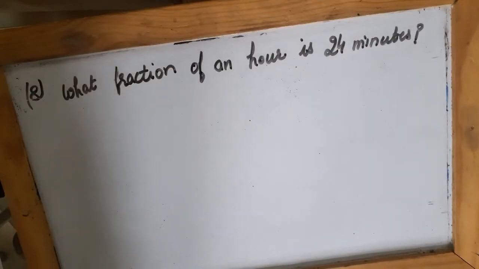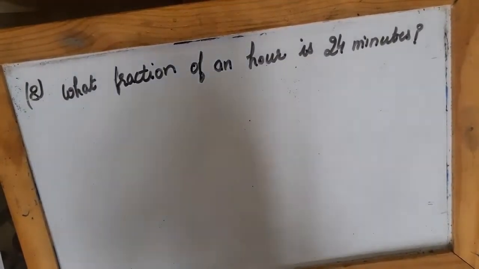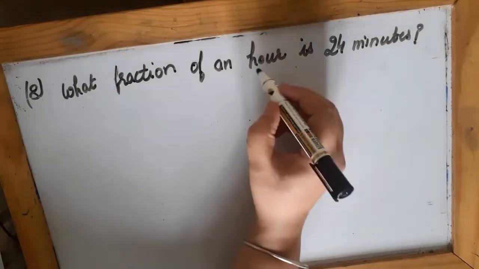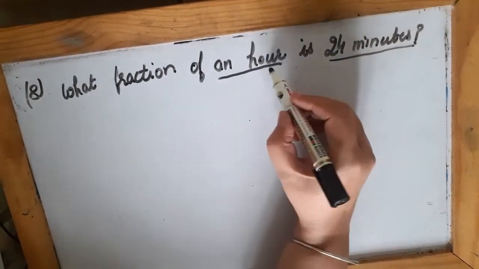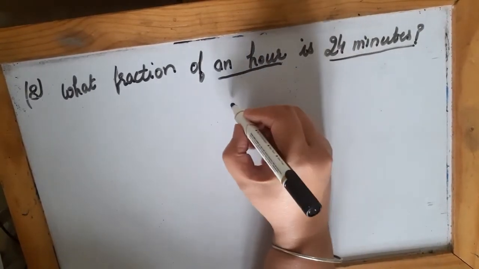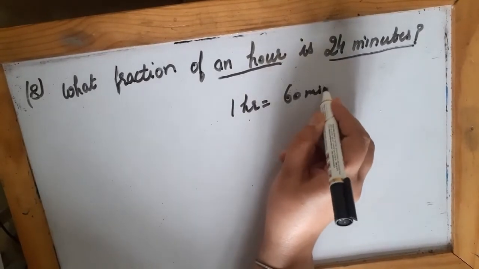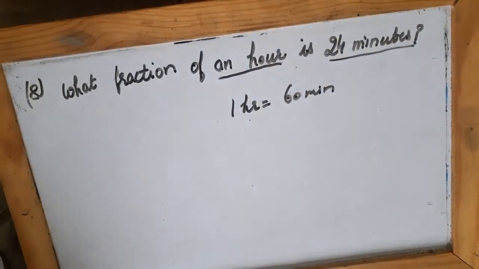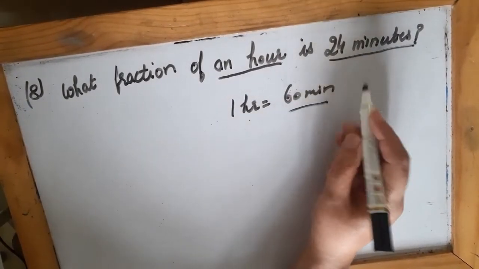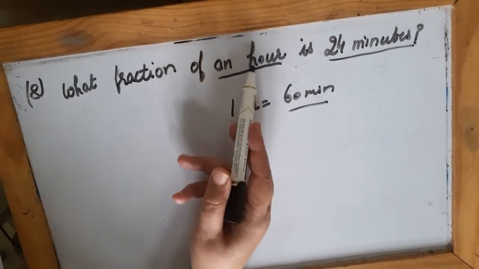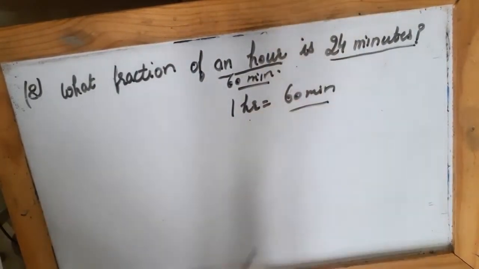Now question number 8 says, what fraction of an hour is 24 minutes? Now first of all, you can see this is an hour and this is 24 minutes. So the units are not same. An hour means 1 hour. So I will write this as 1 hour is equal to 60 minutes and this is 24 minutes. So I have made the units same. So hour means 60 minutes and 24 minutes. So what fraction of 60 minutes is 24 minutes?